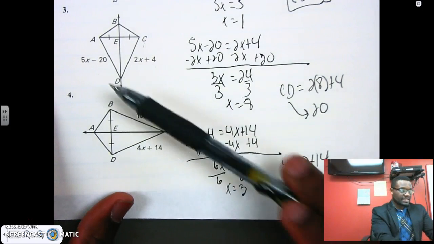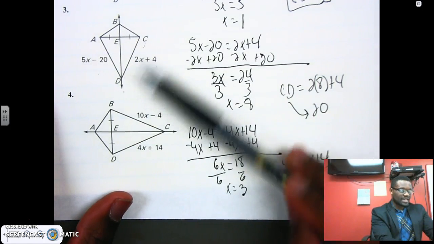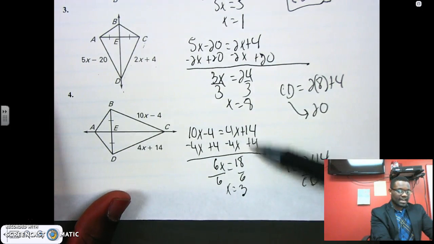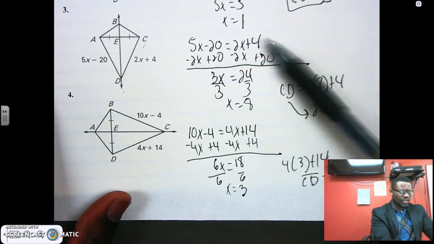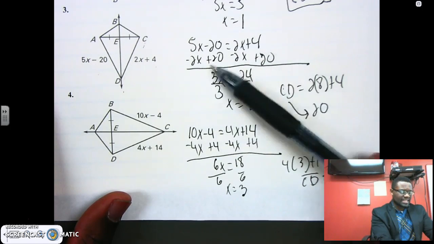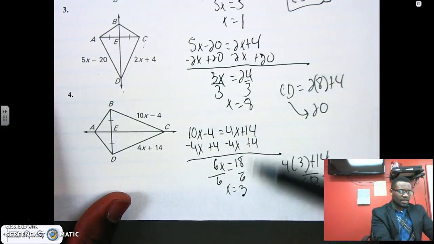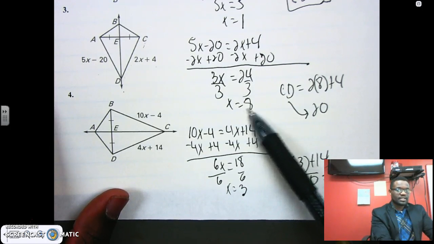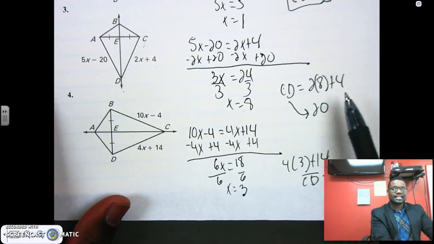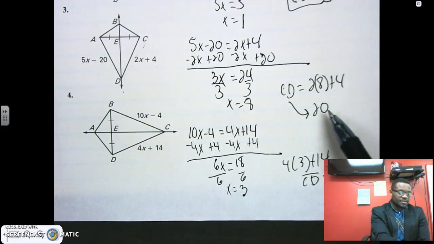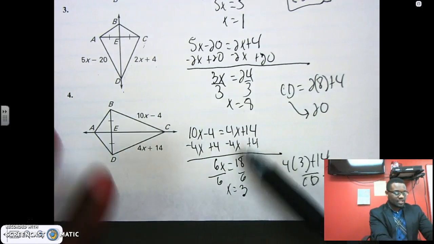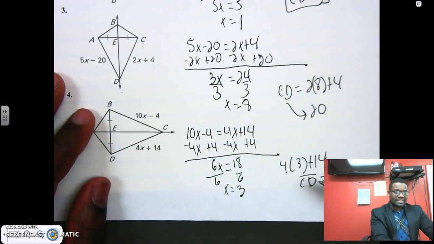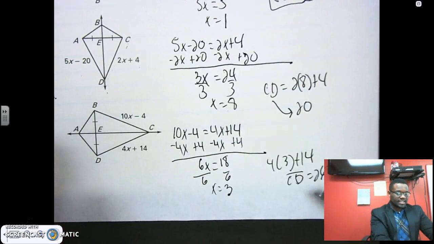But again, this side equaled that side, and so I did my algebra on this one, and on the next one here I kind of did all of it on one line, subtracting and adding and stuff like that, just so I can have the space. But I found out that x equals 8 on number 3. Substituting it in, you'll find out that CD will be 20, and here x was 3 after you set those two equal to one another, and CD was 26.